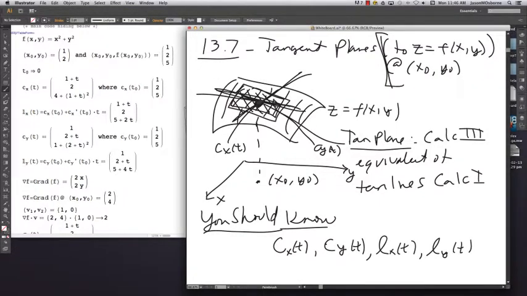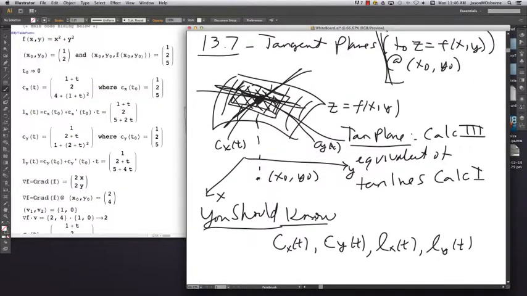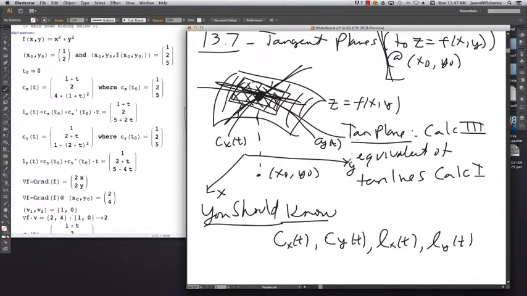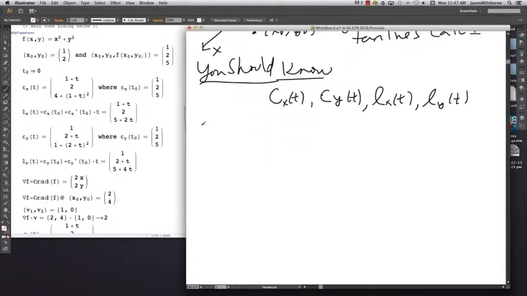So this is the prerequisite. This is what you need to know. You need to be able to compute these tangent lines in the x and y directions, and if you can do that, that's the first step towards computing the tangent plane. Let me do a quick example, just making sure that you're up to speed here. If you need a more detailed example, look at the prior videos from section 13.3.